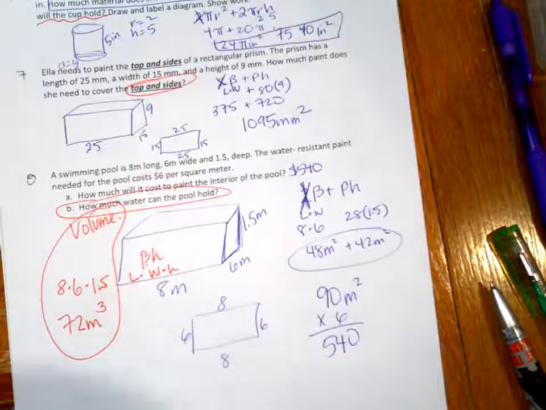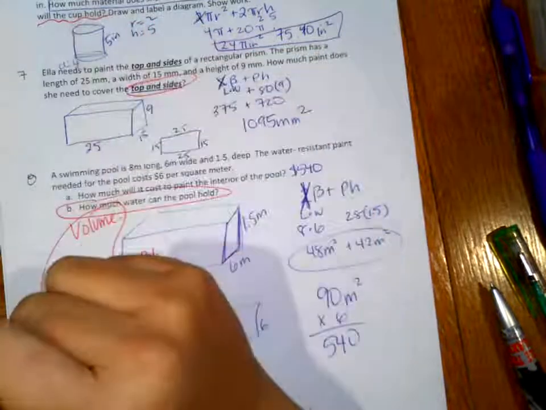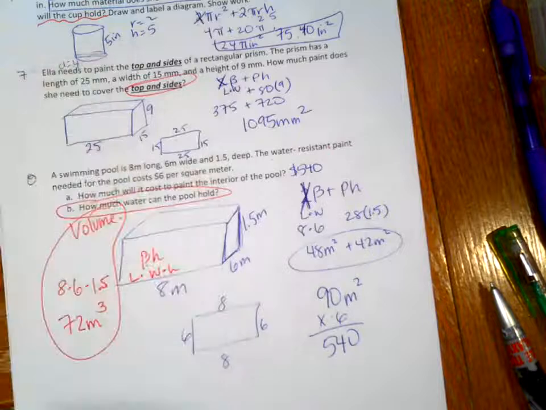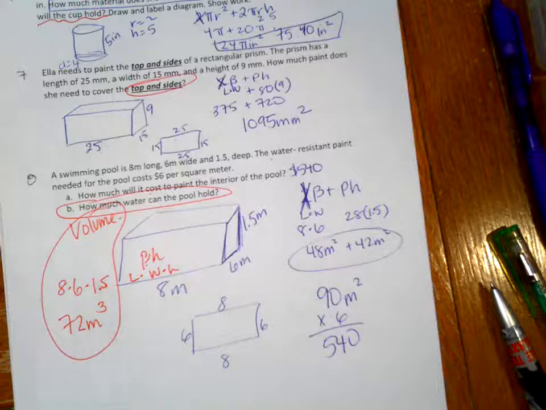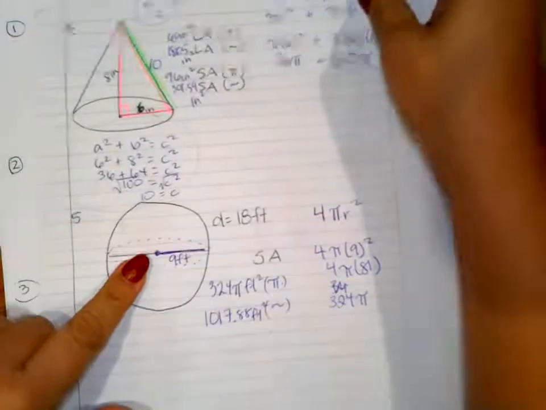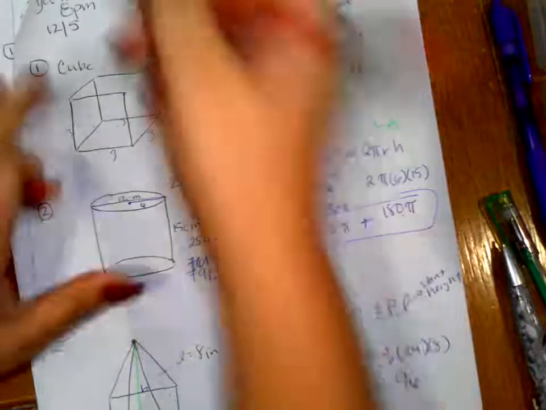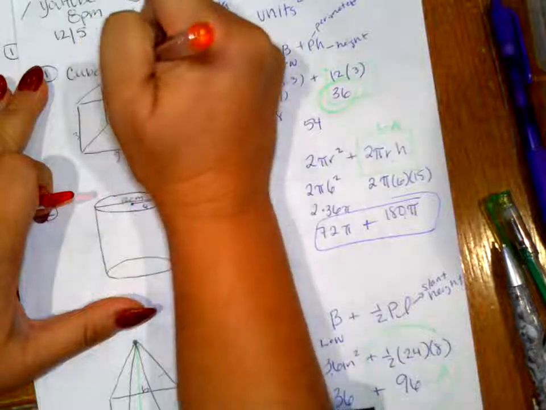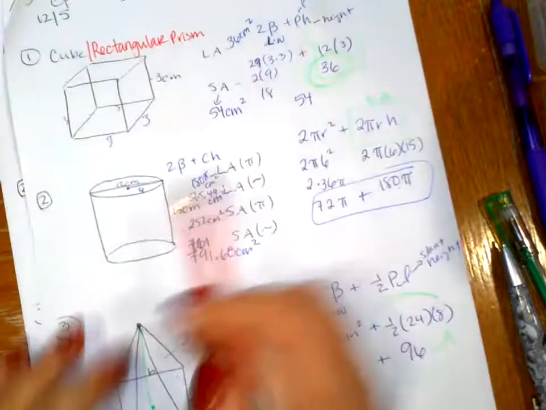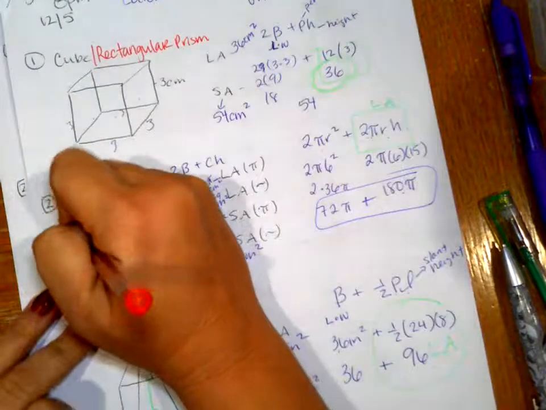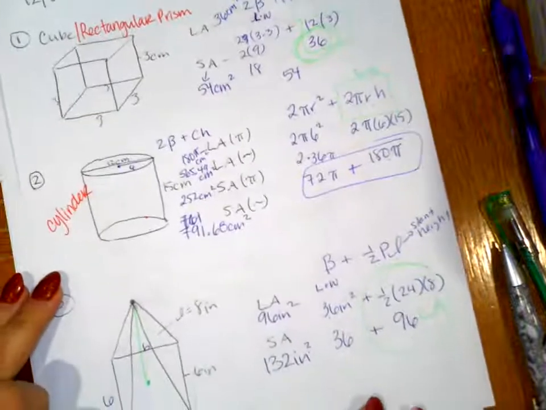Okay, so that's it for your test tomorrow. Couple volume questions, all surface and lateral area. Your major shapes are going to be a sphere, a cone, a cube, or a rectangular prism. Okay, a cylinder, and a square-based pyramid.